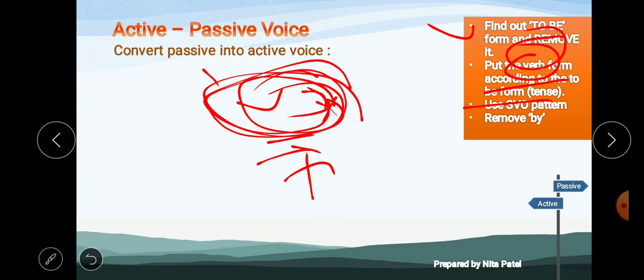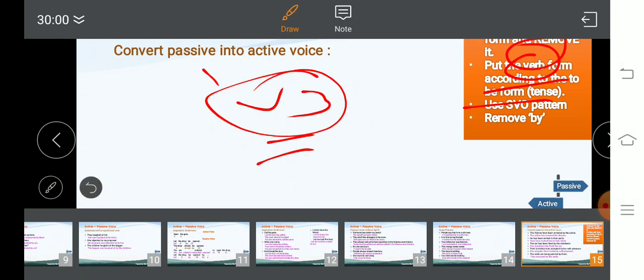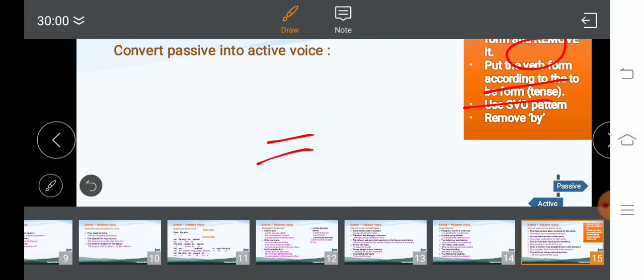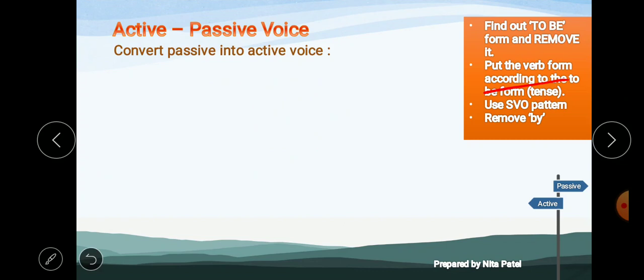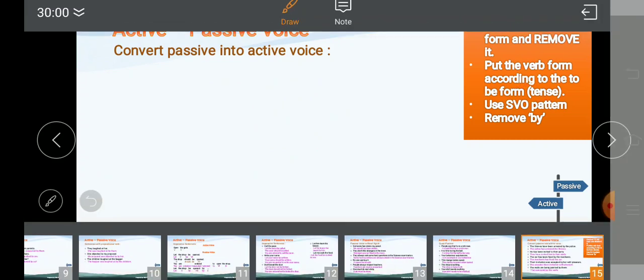So we definitely have to remove this to be form, but we will put the tense according to the tense of this to be form here. So we have to apply this tense in the verb. So put the verb according to the to be forms. Okay, that is the second rule.